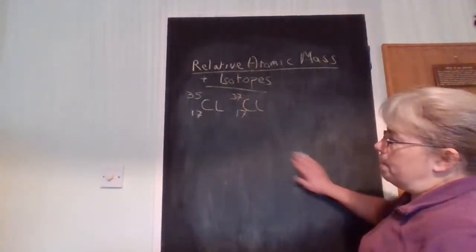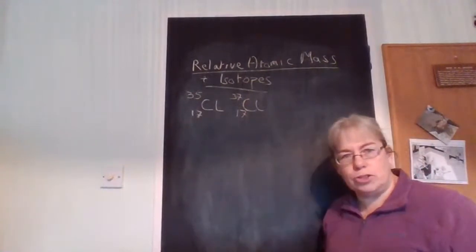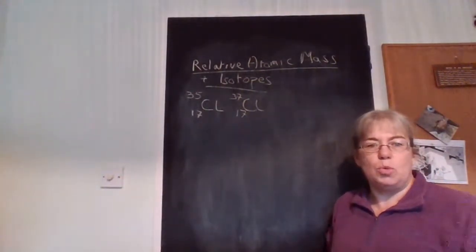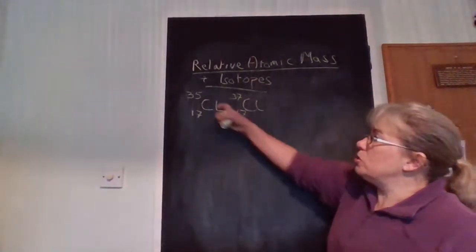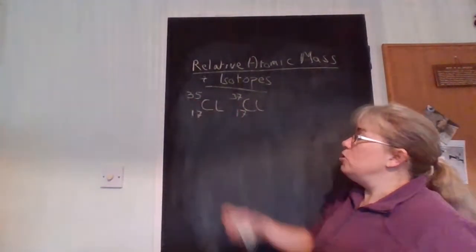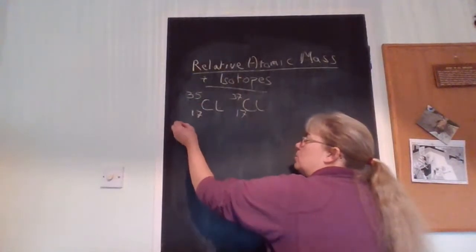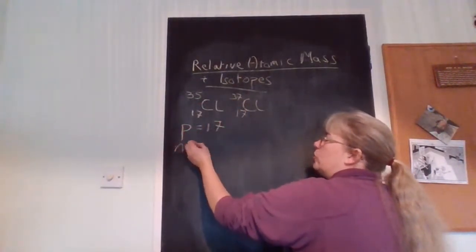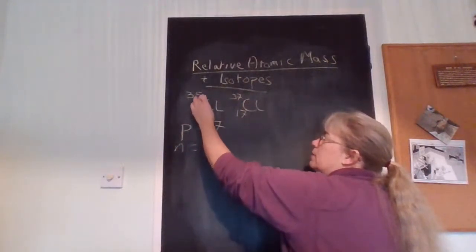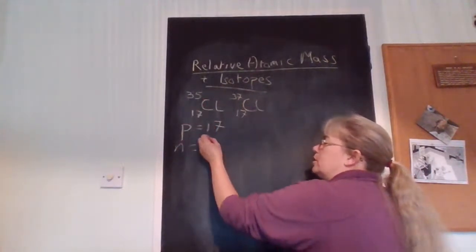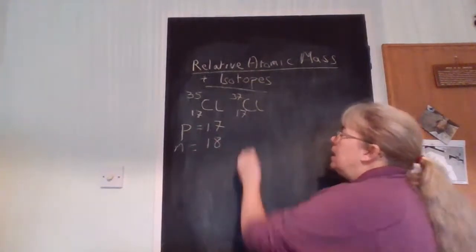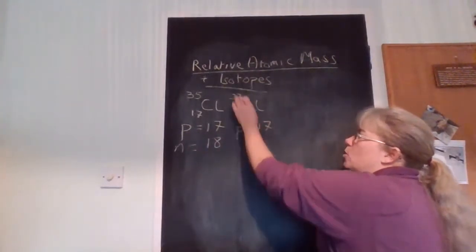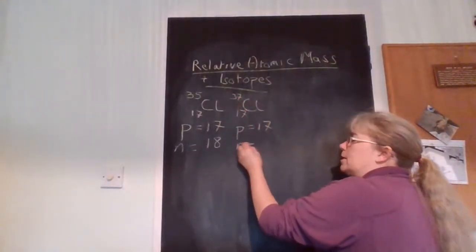The atomic number never changes, because that tells you the number of protons, and that tells you what type of atom it is, what element it is. So this one, how many protons has it got? Well, it's got 17. And how many neutrons has that one got? It's 17 from the 35, which is 18. And this one, protons is 17, and the number of neutrons is actually 20.